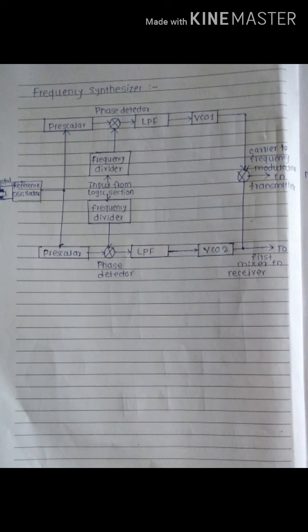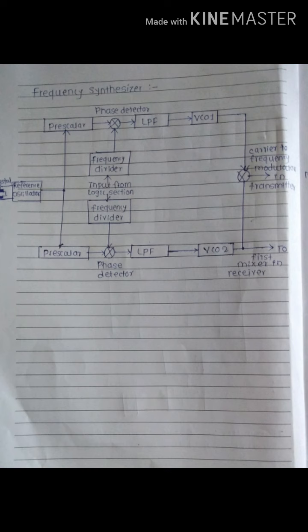The output of VCO2, that is voltage controlled oscillator 2, is used as the local oscillator frequency for the first mixer in the receiver. The outputs of the two VCOs are mixed together to produce a carrier signal for the phase modulator in the transmitter side.